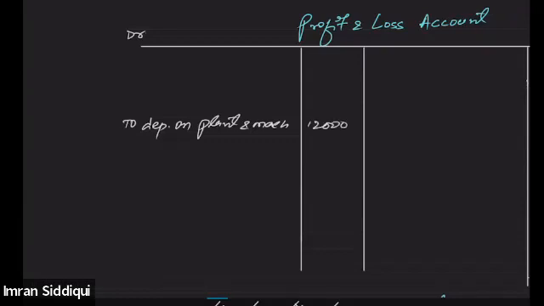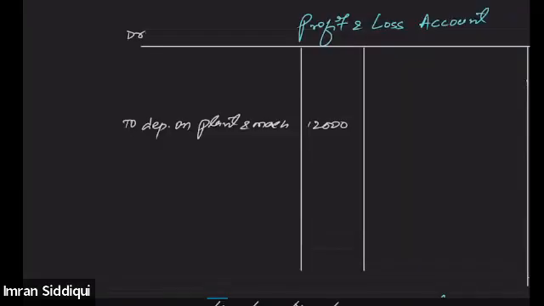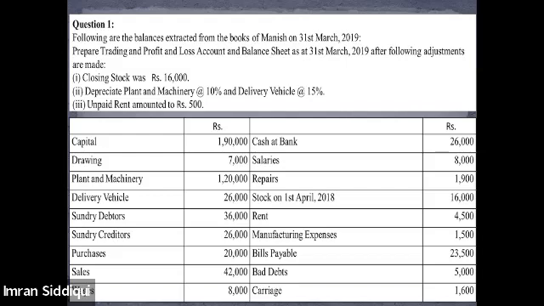Got it? So the effect of the adjustment entry will be at two places. Firstly, depreciation will affect the value of the asset in the balance sheet, and the same depreciation will also be affecting the profit and loss account. So the depreciation will be recorded in the balance sheet as well as in the profit and loss account. All right. Now let's move to the next item.